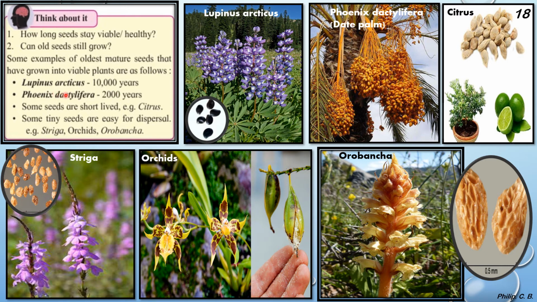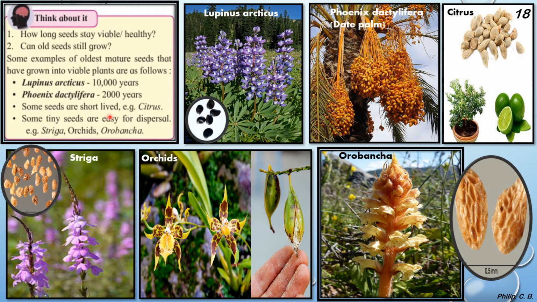That is Lupinus arcticus, which is 10,000 years old. You can imagine 10,000 years. That is why I put the images over here. See, you can see the beautiful flower of Lupinus arcticus along with the seeds, which are 10,000 years old. You can imagine how old. Even we may not be there because it's 10,000 years. We can say 100 or 1,000 times our age, right? Then Phoenix dactylifera, 2,000 years old. Again, I put the image of Phoenix dactylifera, or in simple words, as you know, date palm, right? Which is almost 2,000 years old.